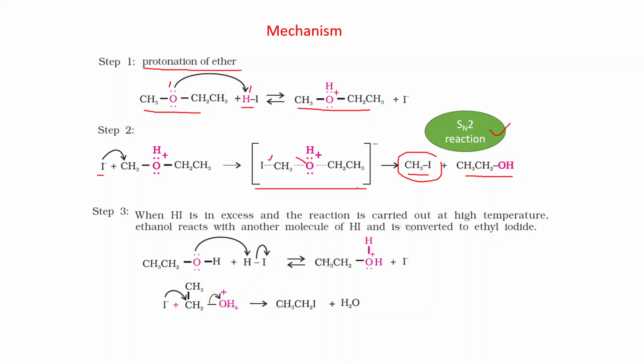Now if HI is in excess, then the reaction is carried out at high temperature. The two conditions are there: HI is in excess and the reaction is carried out at high temperature. Then this ethanol formed reacts with another molecule of HI and is converted to ethyl iodide, like this one. This is the alcohol. When it reacts with this HI, again a protonated alcohol is formed, and this protonated alcohol will react with I minus, and this will convert into ethyl iodide.